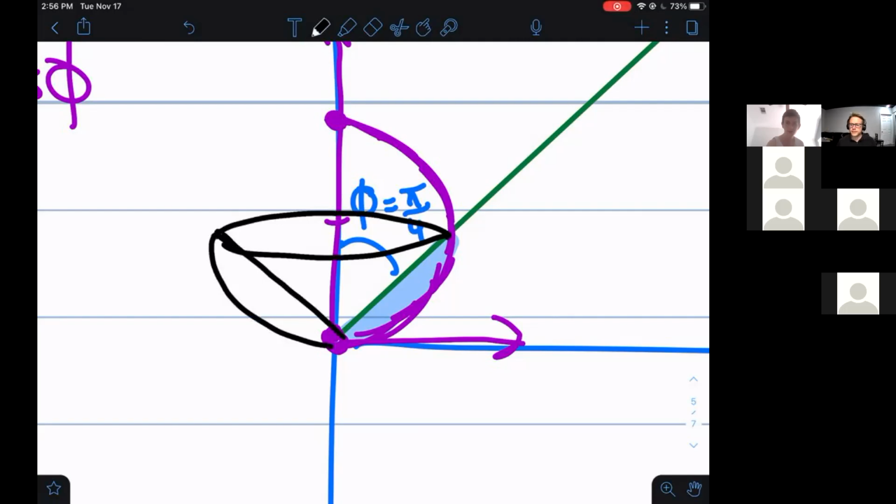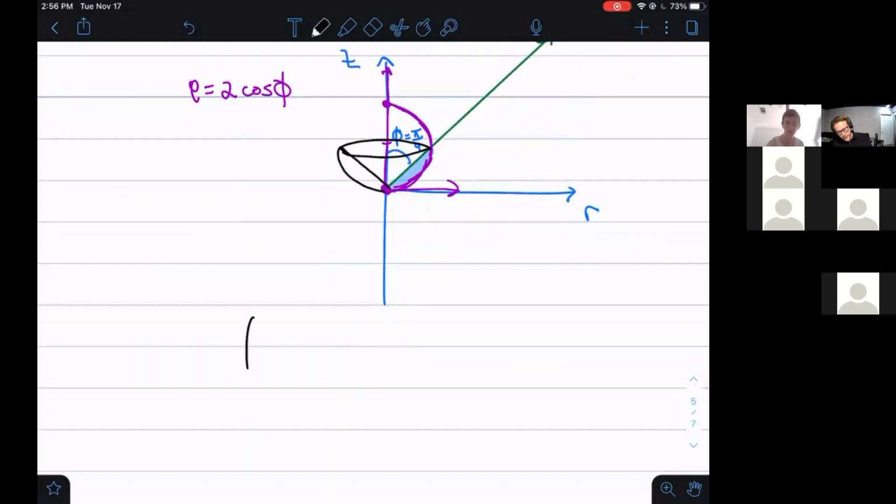So that's the thing right there that we want to find the volume of. So again, a triple integral of 1 dV. If we switch this into spherical, again, the Jacobian here is going to be rho squared sine phi. Don't forget that. d rho, d phi, d theta.